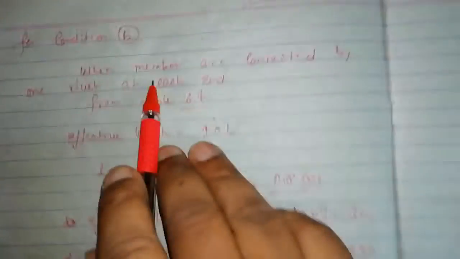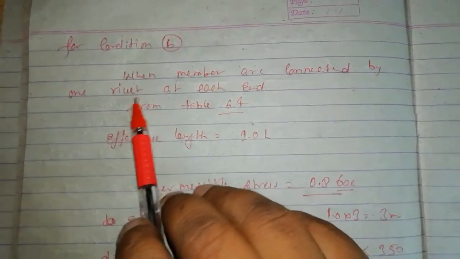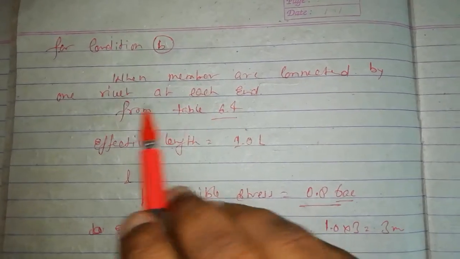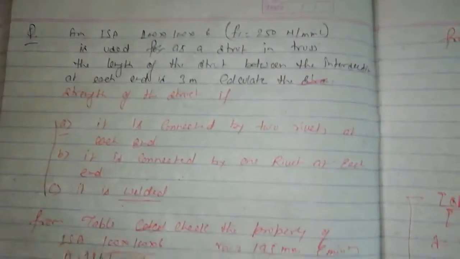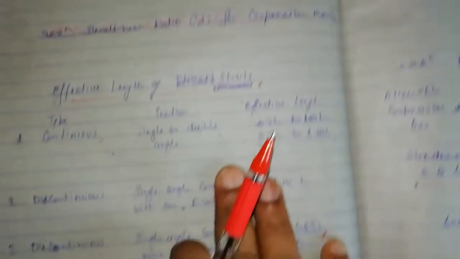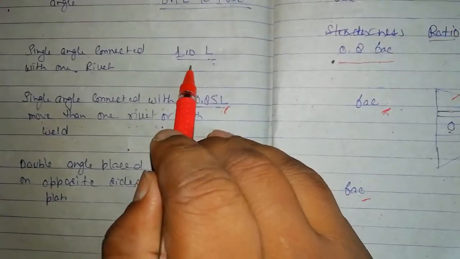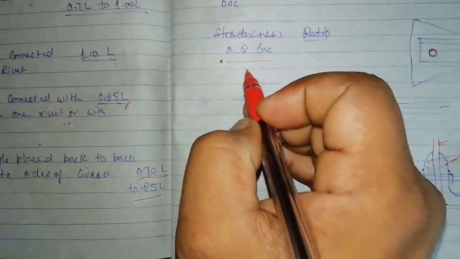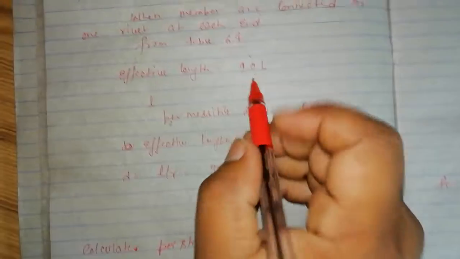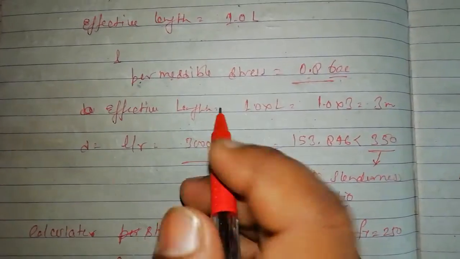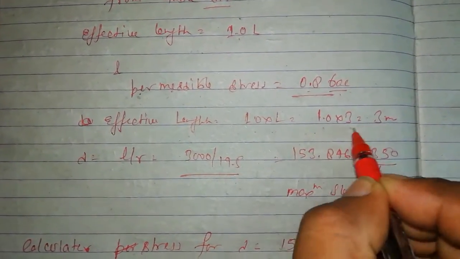Now the second condition says when the member is connected by one rivet at each end. From Table 6.4 again we find, here single angle connected with one rivet, the effective length is 1L and the allowable compressive strength is 0.8 sigma AC. So the effective length is 1 into L, so 1 into 3 is 3 meters.